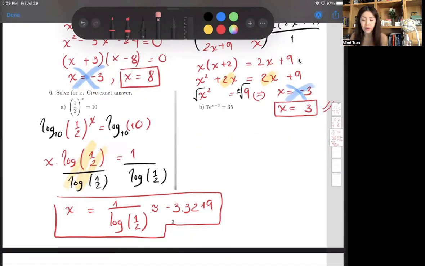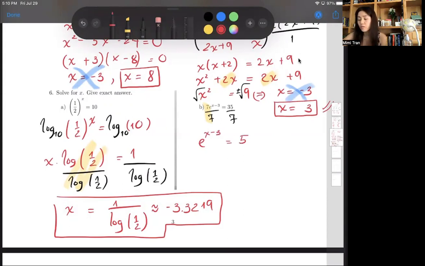What I'm going to do first is divide both sides by 7. I think that's easier, right? If you want to take log base 7, that's fine. It's not wrong, but you have to use the multiplication here. So divide both sides by 7. On the left hand side, the 7 and the 7 cancel. You are allowed to cancel because there's multiplication, right? And here I have e^(x-3) equals 5.